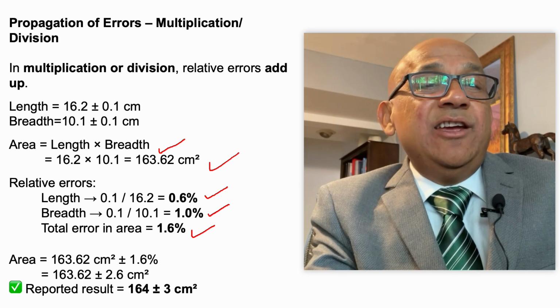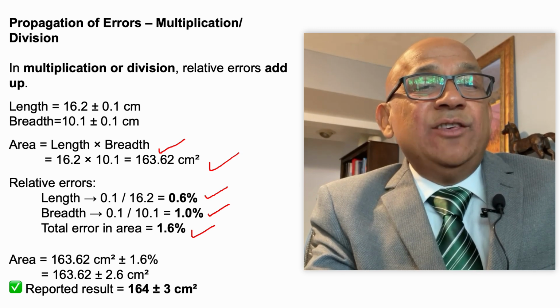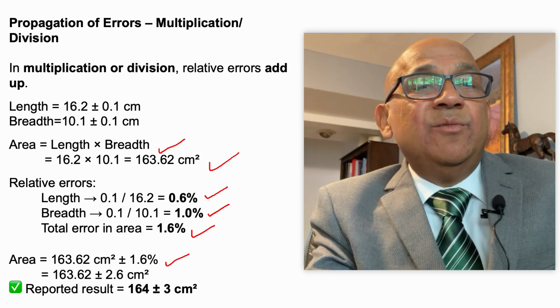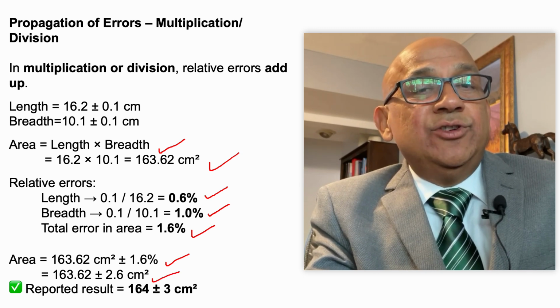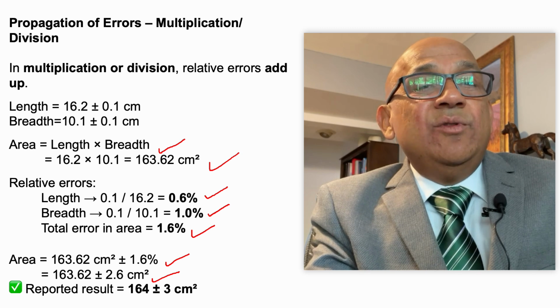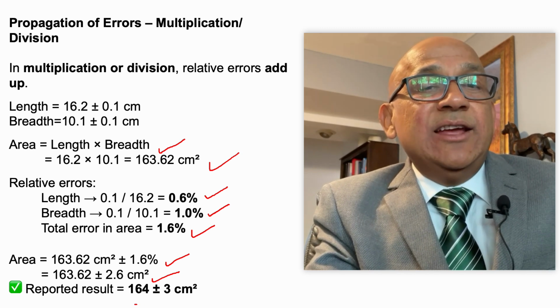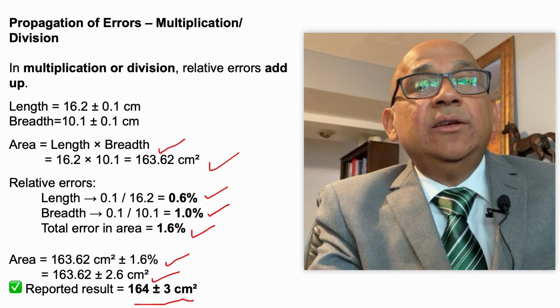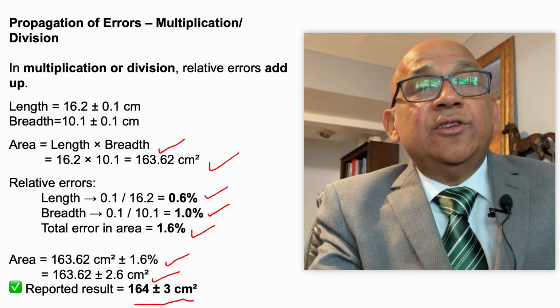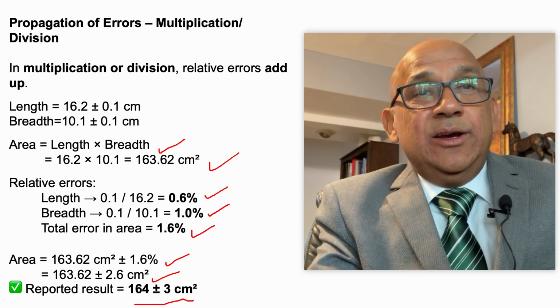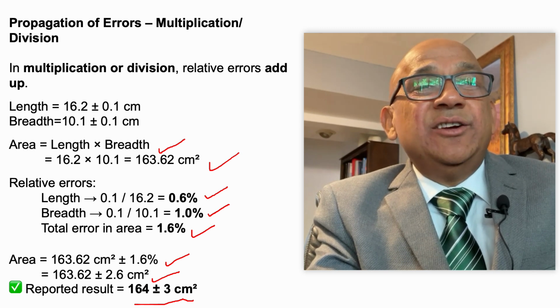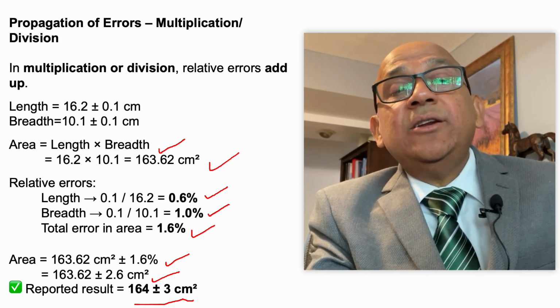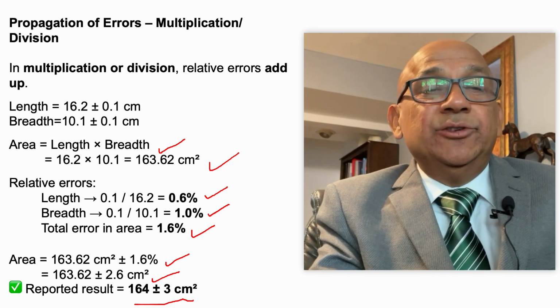So if you have to write the area, it can be written as 163.62 centimeter square plus minus 1.6%. And now if you convert this 1.6% into the real number, it is 2.6 centimeter square. Now if you have to report it, you should report something like this: 164 plus minus 3 centimeter square. So this is the right way to report your results, which are done after multiplication of experimentally measured numbers.